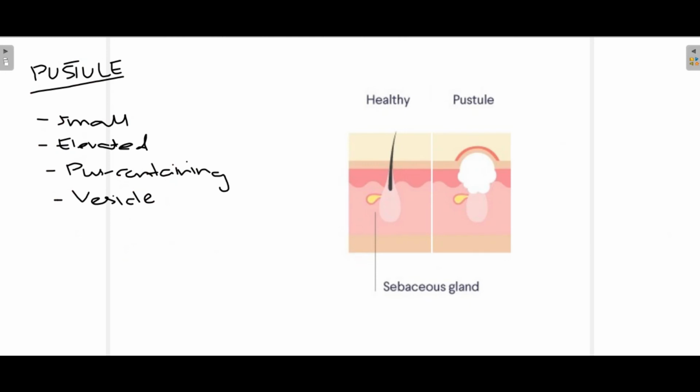Pustule is a small elevated pus-containing vesicle. You can see over here, this is normal skin. You can see a sebaceous gland present over here. There is a hair follicle, and on your right hand side you see this white cavity which is filled with pus, and it's also slightly elevated. You can see these red margins telling us about erythema. You can see how this cavity is filled with pus. It's slightly elevated, and a vesicle has been formed. So this is known as pustule. It also occurs commonly in skin, but sometimes it can also be found in your oral cavity.